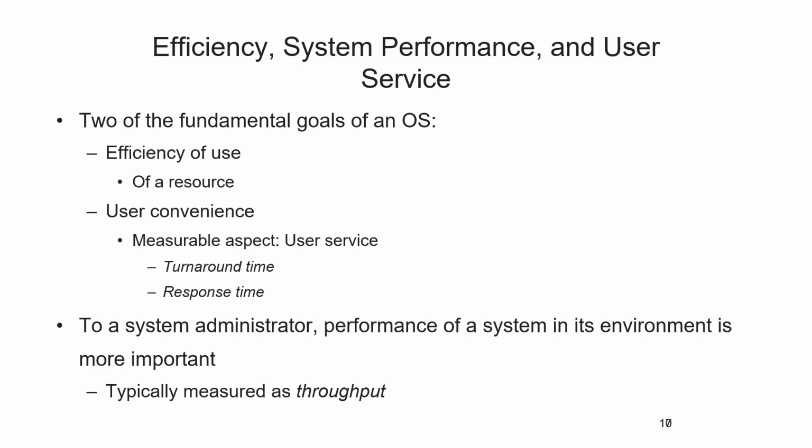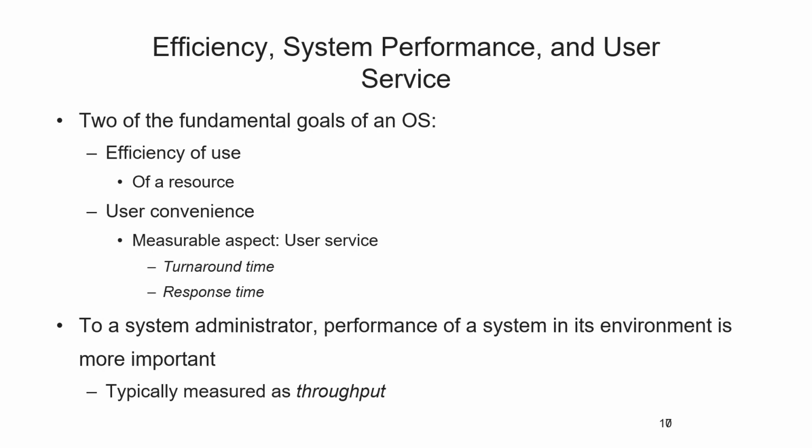Okay, so the user convenience we are going to talk about. How do we measure that user convenience? It is based on the user services: whether the user comfortably uses that particular application, how many programs are completed during that particular time, or whether they can easily access that particular thing. Depending on that, we are going to measure the user convenience, in terms of turnaround time and response time.